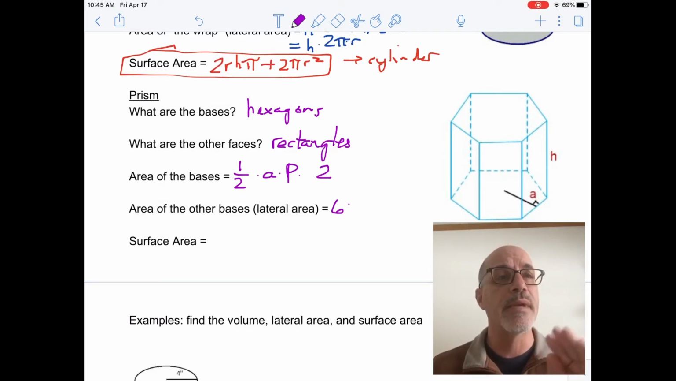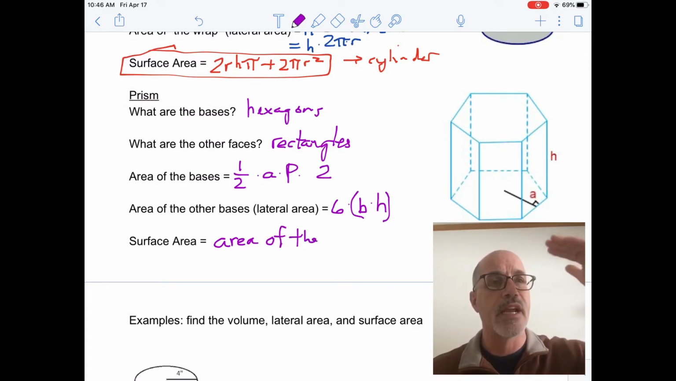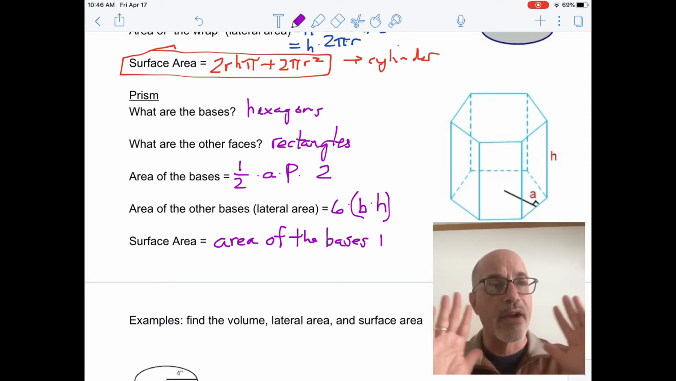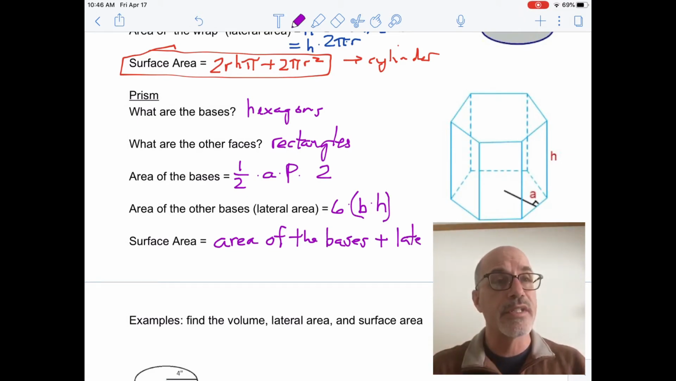Whereas for the lateral faces, there's 6 of them since this is a hexagon. So we take 6 times base times height, which is the area of the rectangle. And so we get the lateral faces: 6 times each of the rectangle areas. So the total surface area is, if you take the area of the bases, the top and the bottom, and the area of all the lateral faces, you add those all together, you get your surface area of a prism.